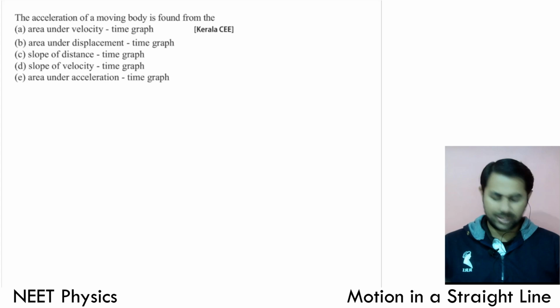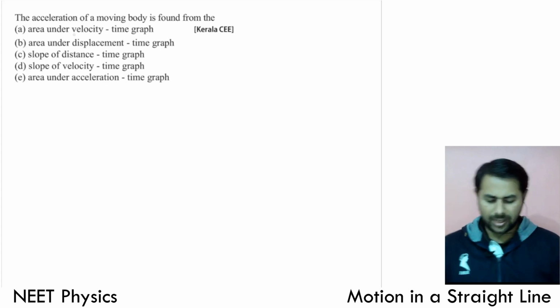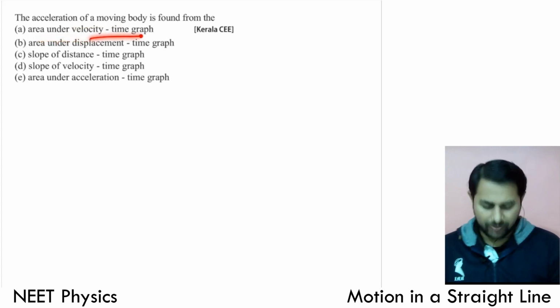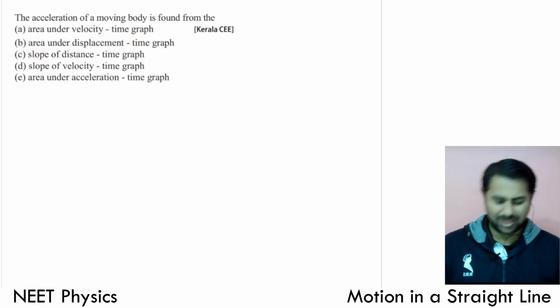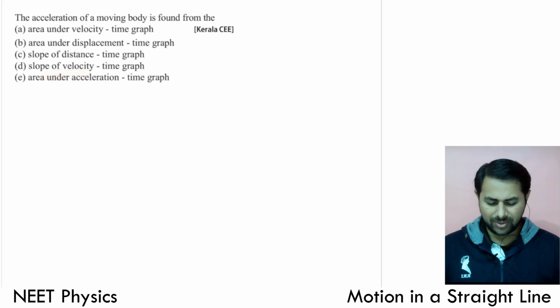Then now let's see simple problems. The acceleration of a moving body is found from the, tell me: area under the vt graph, velocity versus time graph; area under displacement versus time graph; or slope of distance versus time graph; or the slope of velocity versus time graph; area under the acceleration versus time graph. Which one is correct? Yeah, very good. It's option D.